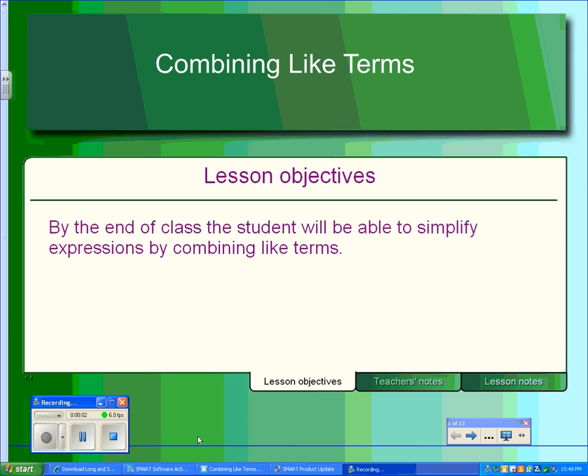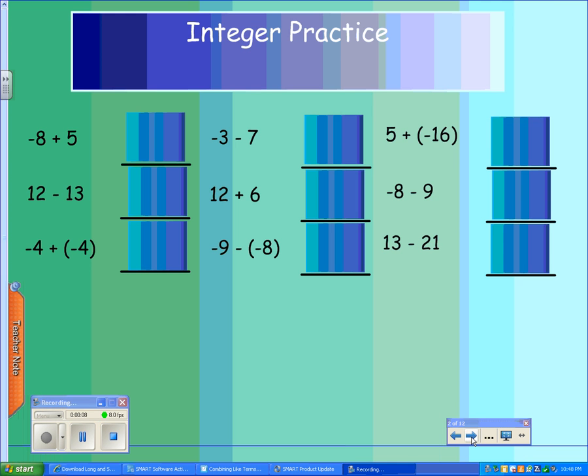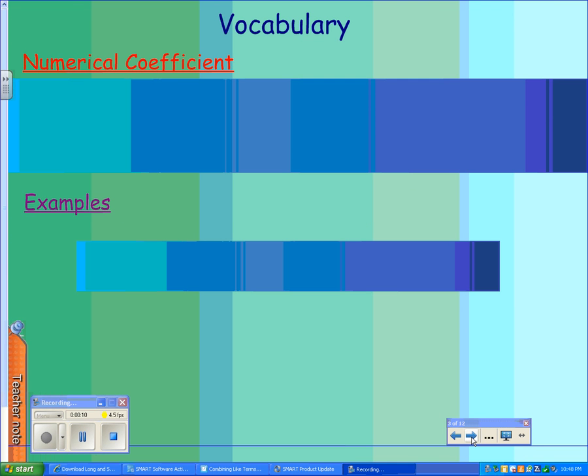Today we're going to talk about how to simplify algebraic expressions, and we're going to do so by combining like terms. The first thing we want to do is look at some important vocabulary. Understanding this vocabulary will make the process a whole lot easier.